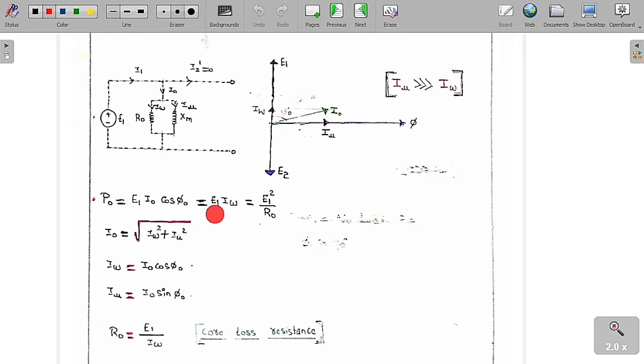By Pythagoras theorem, I0 is equal to the square root of Iw squared plus Iμ squared. So Iw is equal to I0 cos phi naught and Iμ is equal to I0 sin phi naught. Then R0 is simply equal to E1 by Iw. This is called the core loss resistance.